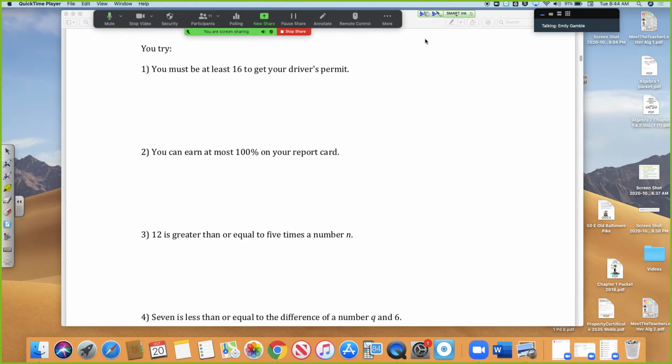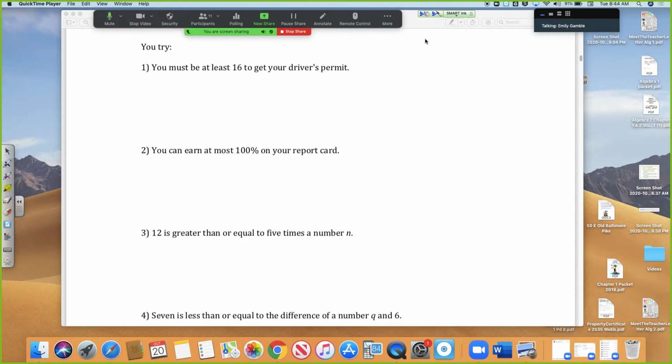All right, let's go over these. So number 1, you must be at least 16 to get your driver's permit. It doesn't tell you what variable to use, so any variable that you decided to use for this is fine. What inequality did you create for number 1? Anyone here want to answer? Jace?